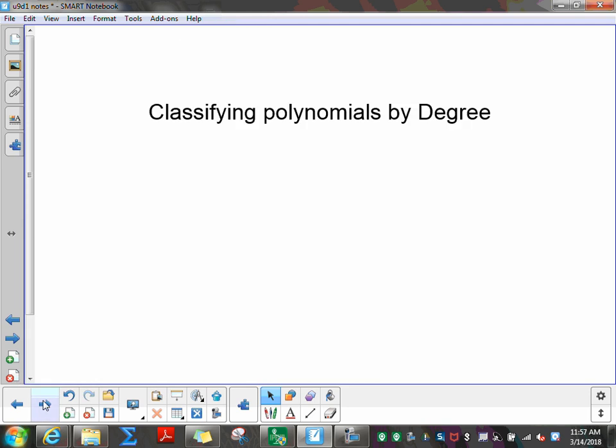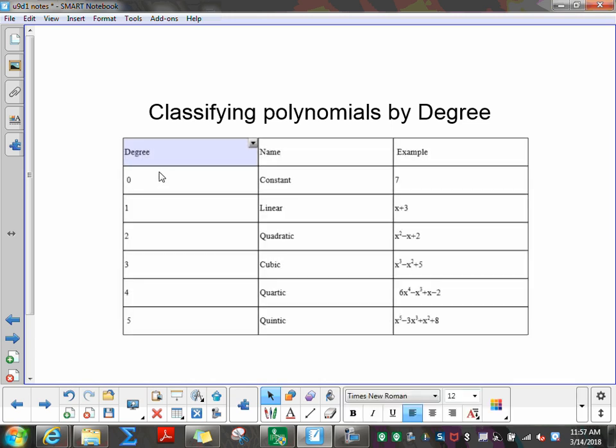Moving on. Classifying polynomials by degree. Based on the degree of the polynomial, they also have different names. And we will practice this, don't worry. If it has a 0 degree, it means that it doesn't have a variable, so it's called a constant, and an example would be 7.